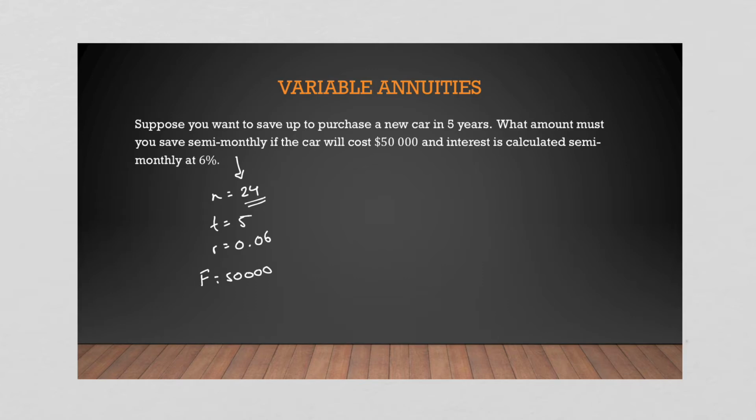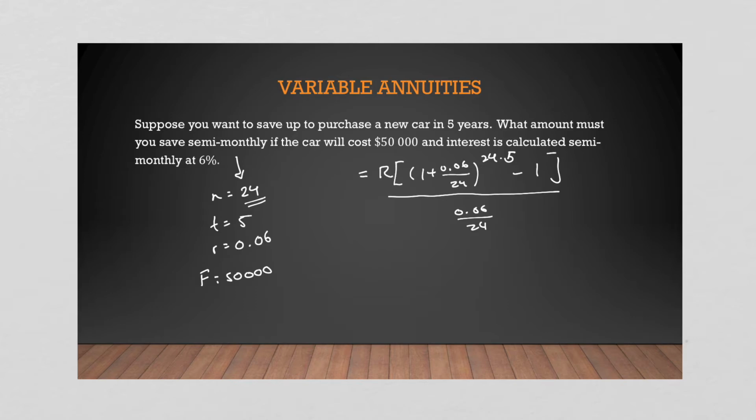And we want a final value of $50,000. So this is again where the calculator gets a little more challenging, but let's see how we can put this together. So F is equal to, and I'm not going to write the whole equation, I'll just start plugging in the numbers we have. R, big bracket, 1 plus 0.06 divided by 24, to the power of 24 times 5, minus 1, all over 0.06 over 24.